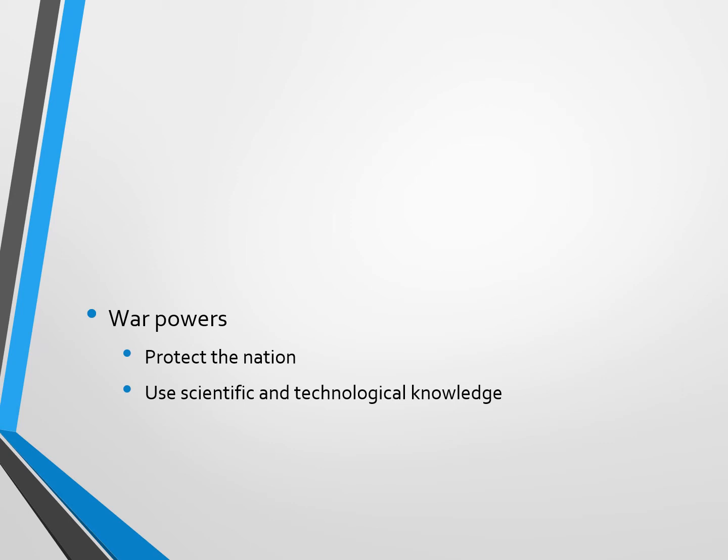But within these war powers, there is a provision that says the military has the responsibility to use their scientific and technological knowledge to do research and development for different types of things that they're going to need if we have to go to war: different types of ammunition, if you want to call it that, different types of aircraft, different types of stealth bombers. They have the responsibility to use tax money to do the research and development to advance that cause.